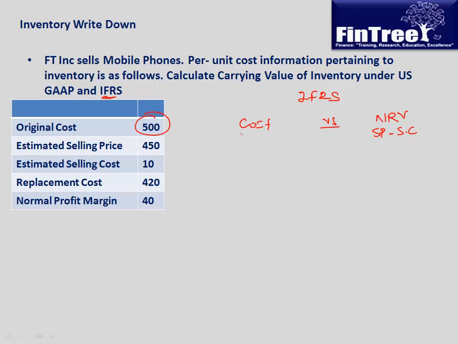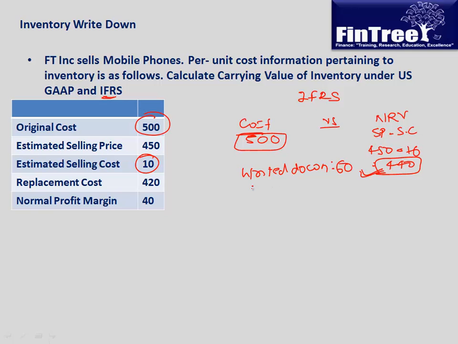So what is the cost of the inventory given? Cost is given as 500. The selling price is given to us as 450. However, we might have to give some commission or some brokerage when we sell our goods. So let's say the selling cost is 10 and therefore net realizable value is 440. Now cost or net realizable value, whichever is lower, in this case 440 is lower. Therefore, we will have an inventory write down of 60, and the inventory on the balance sheet would be shown at a value of 440.